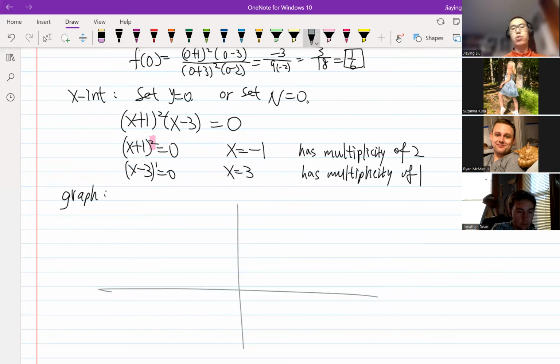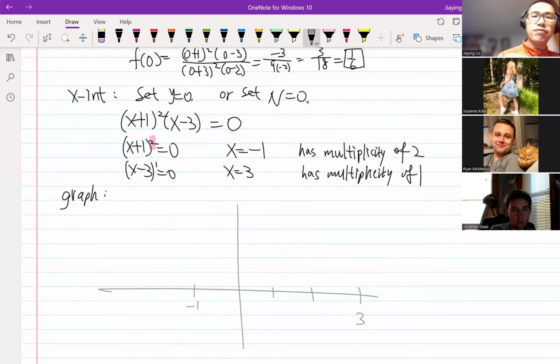So when you sketch it, don't worry about the scales on the x-y axis because we don't need a lot of points, right? Just the intercepts. So I have x equals negative 1. I'm going to call this negative 1, and it's 3. So 1, 2, 3.